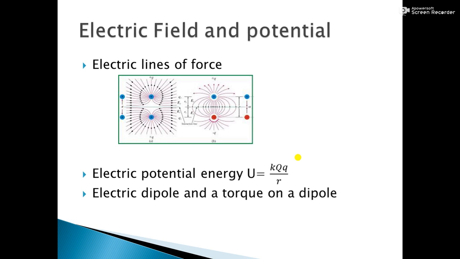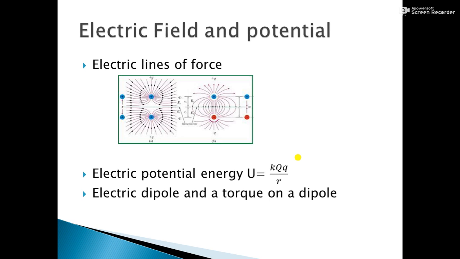Potential energy is the electric potential energy of the system, as negative of the work done by the electric forces as the configuration of the system changes, and it is given by U equal to 1 upon 4 pi epsilon 0 Q into Q upon R. Here K is nothing but 1 upon 4 pi epsilon 0.